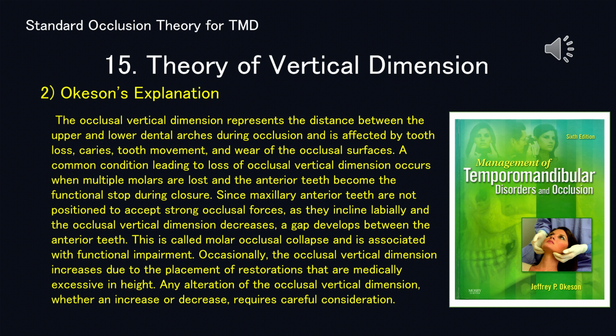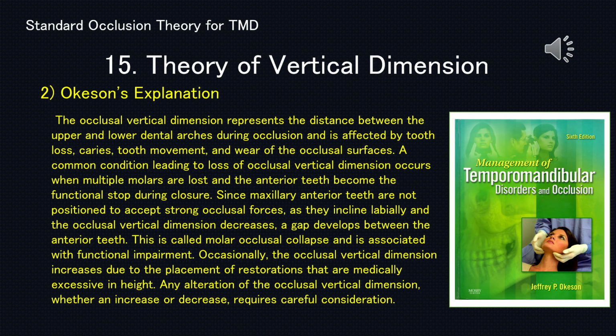2. Aukeson's explanation. The occlusal vertical dimension represents the distance between the upper and lower dental arches during occlusion and is affected by tooth loss, caries, tooth movement, and wear of the occlusal surfaces. A common condition leading to loss of occlusal vertical dimension occurs when multiple molars are lost and the anterior teeth become the functional stop during closure.